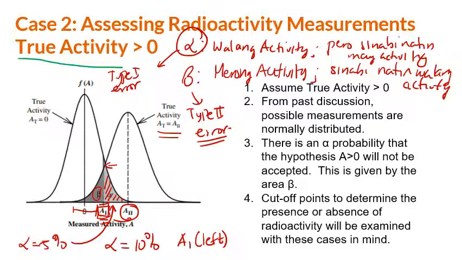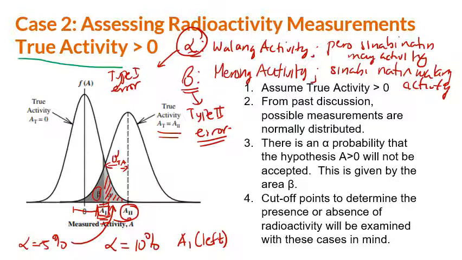So, isulat natin dito, sigma true activity. So, given your beta and your sigma for your true activity, we can estimate A2. Okay? So, yan. So, ngayon yung beta, it's arbitrary. This can be arbitrarily set, and your alpha can also be arbitrarily set.